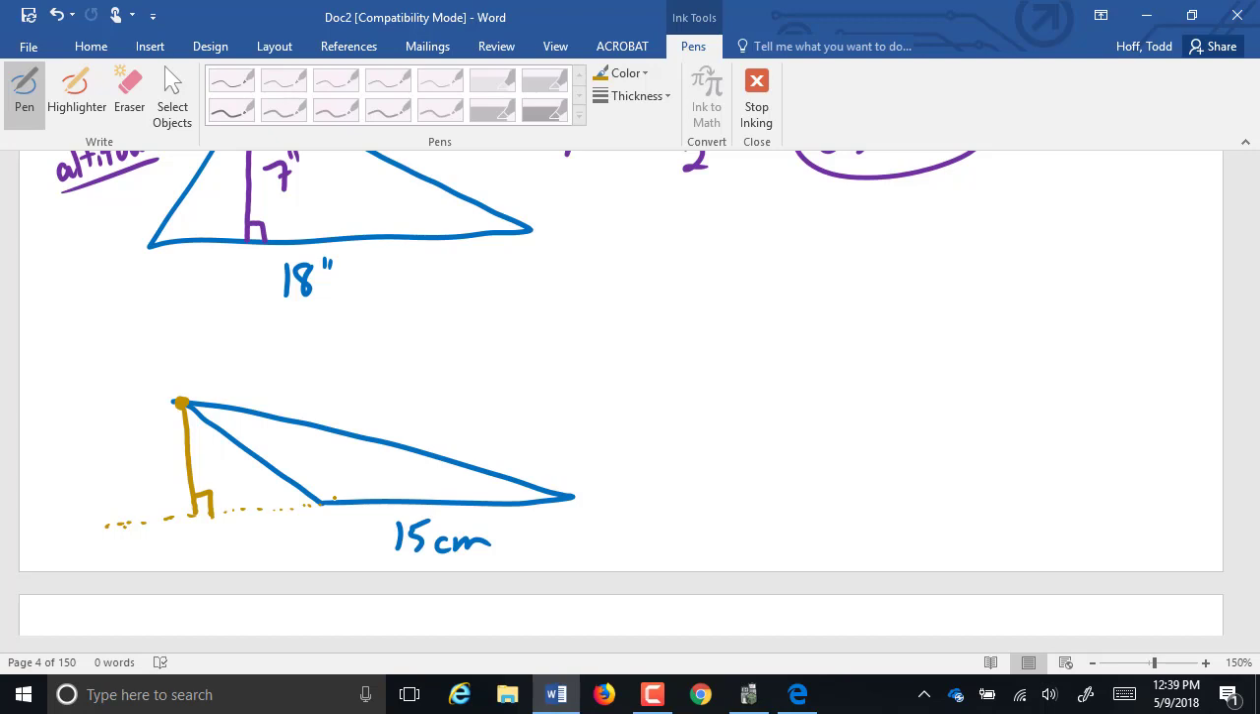So if I know that that height is, oh, let's call it 8 centimeters, that might be a little bit out of scale. How am I going to find that area?